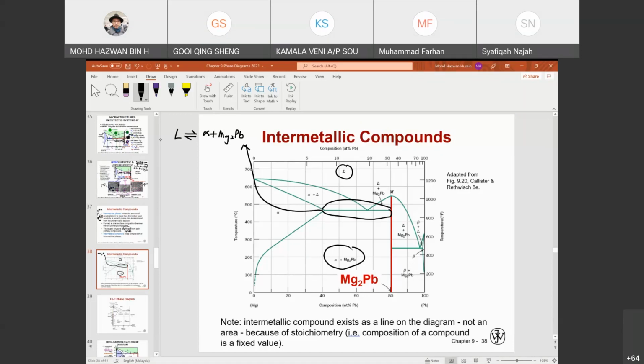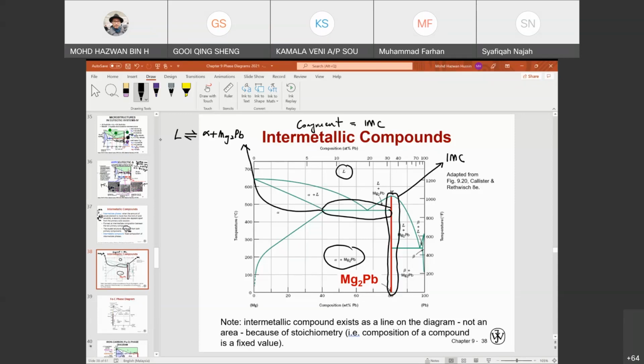Actually, the intermetallic compound can be seen if you have a vertical line like this. This indicates that you have an intermetallic compound. Apart from the term intermetallic compound, some textbooks just use the term congruent. Congruent indicates that you have an intermetallic compound, right?